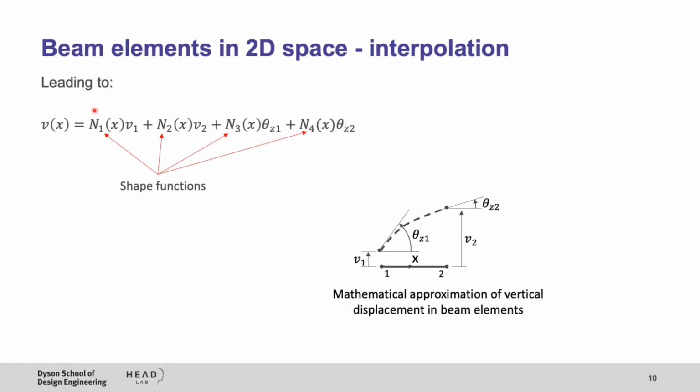So here I have rearranged the equations once I've inserted the knowns, and now I'm writing this equation in terms of the degrees of freedom. So these ones, N1, N2, N3, and N4, which are functions of x, these are called shape functions. Shape functions are the basis of finite elements, which you will see later in solid elements as well.